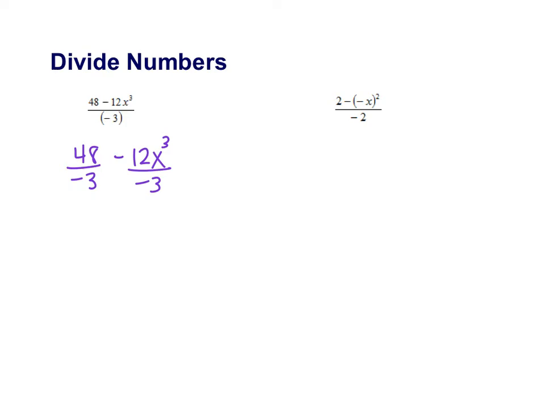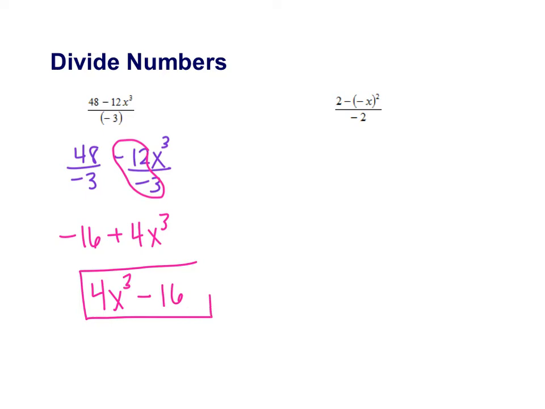So 48 divided by -3, that's a -16. And then here we have a -12 divided by a -3, that's going to turn out to be +4, and then the x cubed stays with it. And then because we want to write this in the proper order, we want to make sure that the variable goes first. So we're going to say 4x cubed, and if you notice, it's a +4, so I make sure it's positive in my answer. The 16 is negative, so I'm going to carry down a negative, or -16. And that's our final answer on that one.